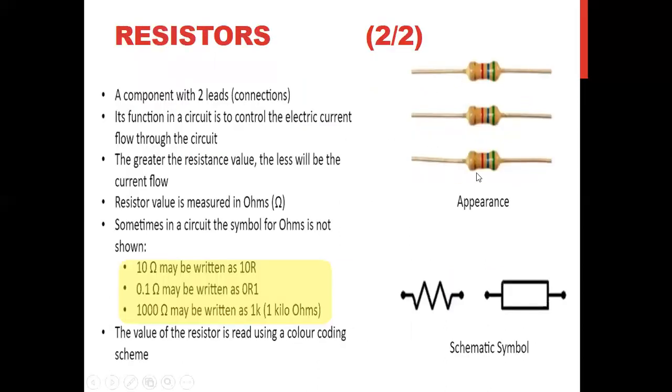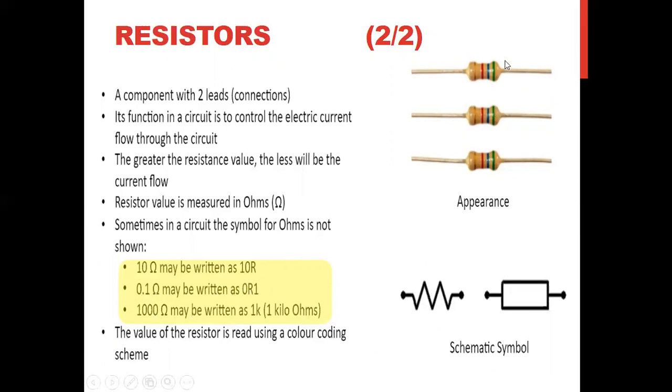Now, two lead components as usual, and we use this one to control the electric current flow in a circuit. Now, the greater the resistance value, the less will be the current flow, because they will resist more. The unit of resistor is ohm, and sometimes in a circuit the value is written like that. 10 ohm means 10 R. 0.1 ohm means 0R1. 1000 ohm means 1 K or 1 kilo ohm.